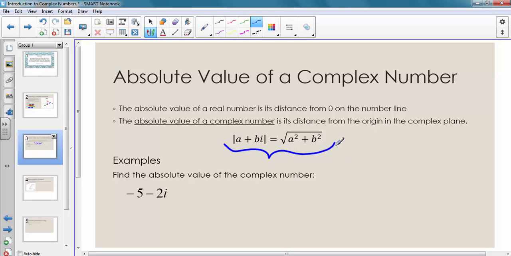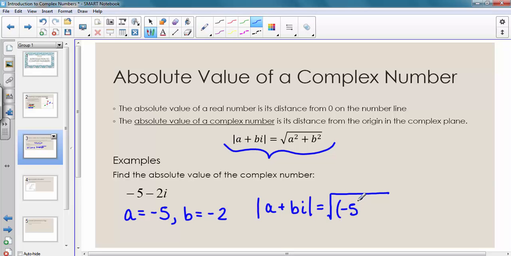So now we're going to look at one quick example. We have negative 5 minus 2i. So again, a equals negative 5 and b equals negative 2. So the absolute value of a plus bi is going to equal the square root of negative 5 squared plus negative 2 squared. And negative 5 squared is 25. Negative 2 squared is 4. So I get the square root of 29.